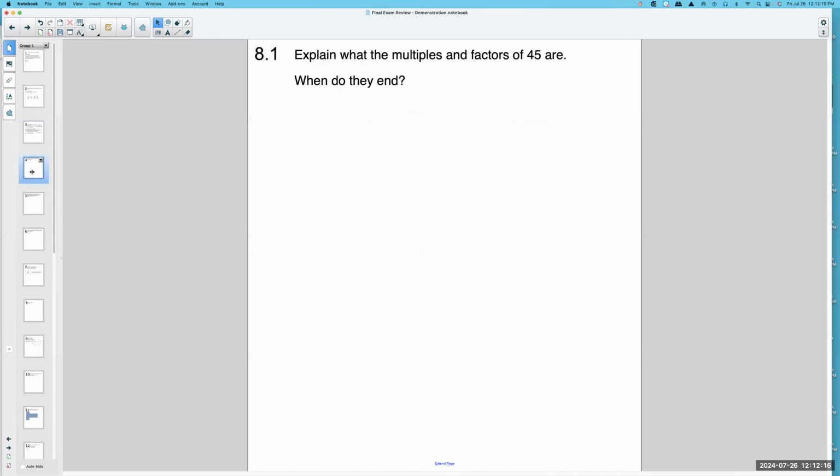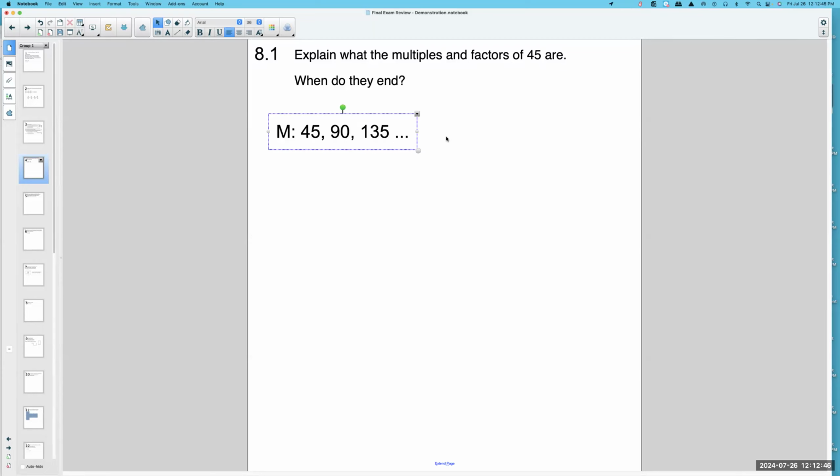Okay. Explain what the multiples and factors are of 45 and when do they end? So let's look at the multiples. The multiples of 45, the way the book defines it is if you start with 45 times 1, you get 45. If you do 45 times 2, you get 90. 45 times 3, you get 135, and so on. These never end. Okay, multiples can go on forever.